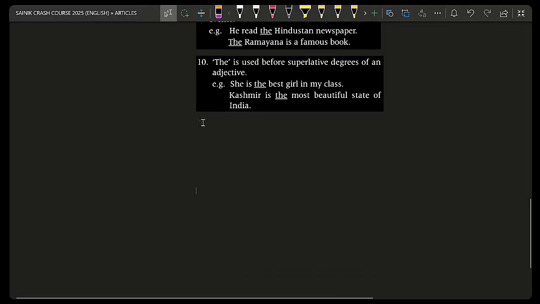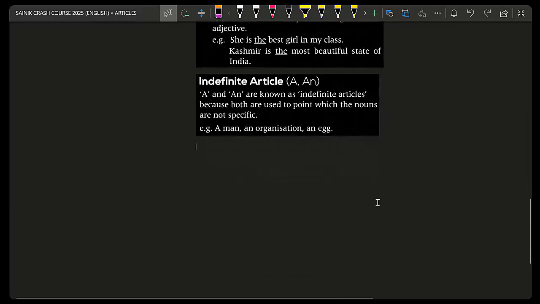Now, indefinite articles. A and an are known as indefinite articles because both are used to point out nouns that are not specific. Before specific things we use the, and before things that are not specific we are going to use a or an. A man, an organization, an egg. So now the uses of a. Where is a used? We are going to discuss.